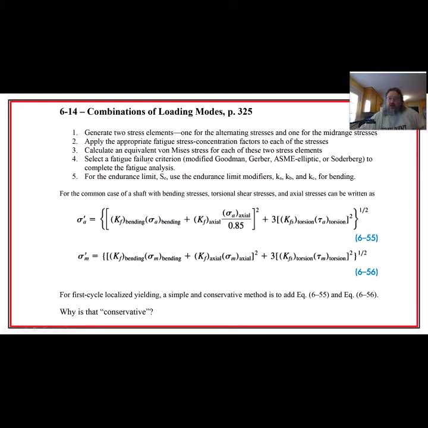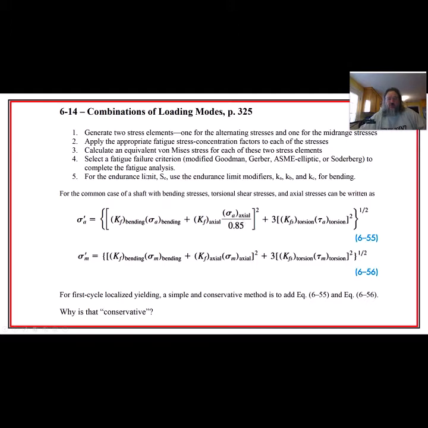If we have combined types of loadings, different loading modes, we want to get the von Mises for the alternating and the mid-range, and then use them together in one of our failure criteria, whether it be Goodman, Gerber, ASME, or Soderberg. So one thing we can do is use equations 6-55 and 6-56, where we have von Mises, and you can see where we have the fatigue stress concentration applied to the bending, the axial, and the torsion. One thing that stands out here is this 0.85.